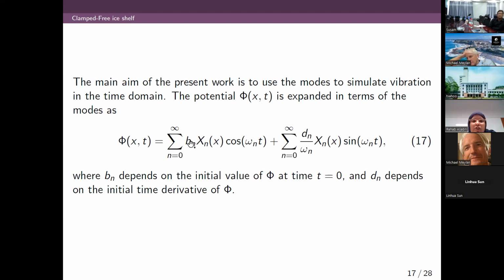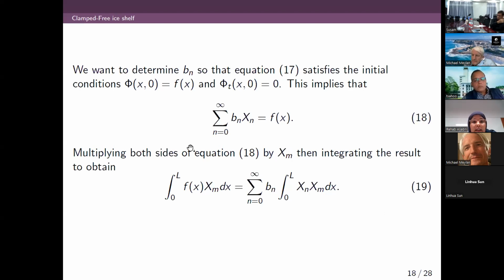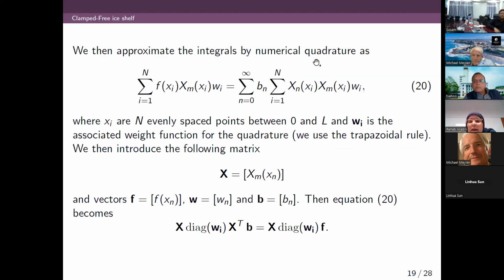So we need to search for the coefficient Bn. For finding the coefficient Bn, we multiply both sides of equation 18 by Xm, then integrate the result to obtain this formula. And then we approximate the integral by numerical quadrature as this. And xi here are evenly spaced points between 0 and L. And wi here is a weight function, and we choose it to be the trapezoidal rule.